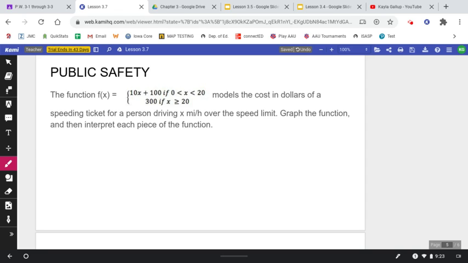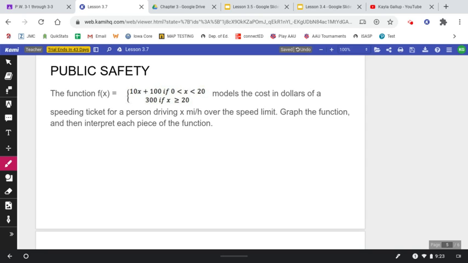The function f of x equals 10x plus 100 for x between 0 and 20, and 300 if x is greater than or equal to 20, models the cost in dollars of a speeding ticket for a person driving x miles per hour over the speed limit. Graph the function and then interpret each piece of the function. I'm actually going to do the interpreting part first.